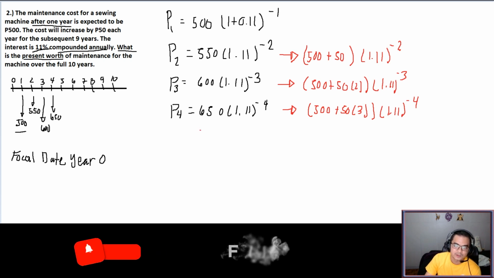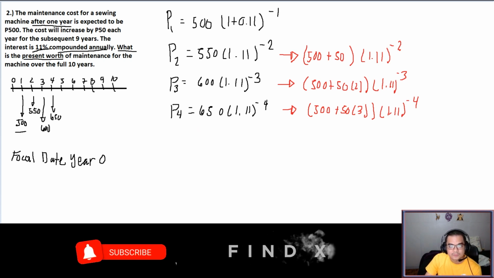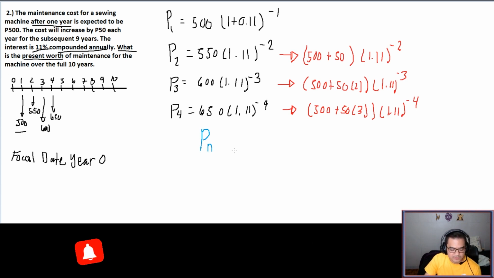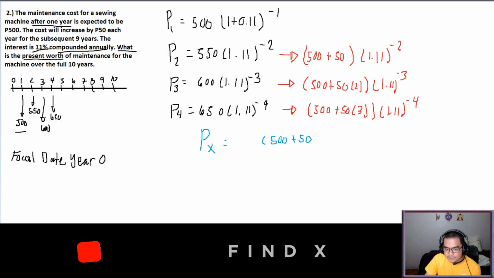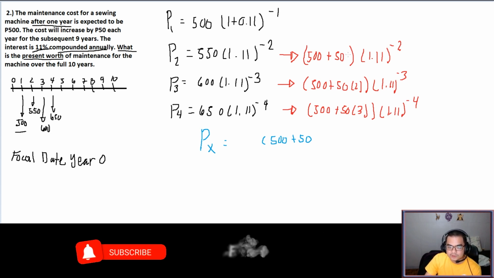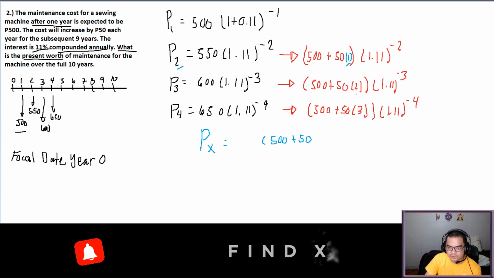So deriving the formula, let's say if this is Pn, or let's just say directly Px, this is equal to what? As you can see, we have here 500. 500 is a constant in all of the formulas. Plus 50 is also constant. So if this is 1, we have here 1. If this is 2, this is 3. If this is 3, this is 4.